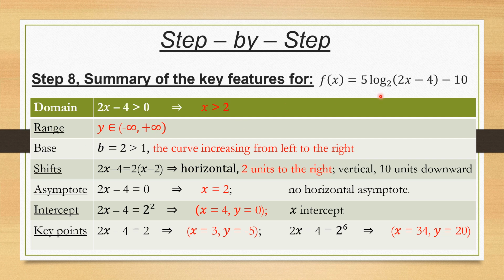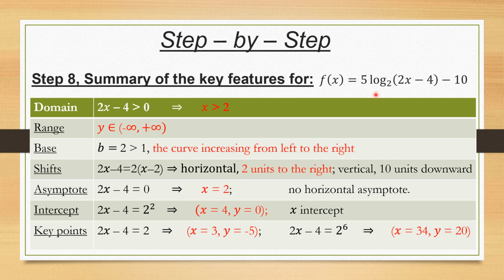Now the base here is going to be 2, and because it's bigger than 1, the curve is increasing from left to right. The shifts are going to be 2 units to the right, because this can also be written as 2 times (x minus 2). So yeah, it explains this. And because it's minus 10, it's 10 units downwards.